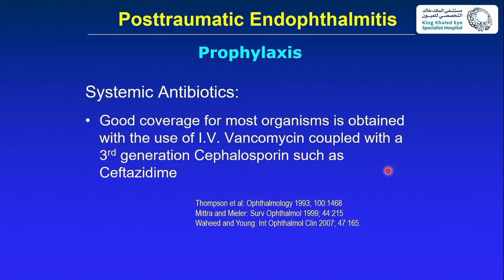Now we know that intravenous antibiotics are important. Which antibiotics? For years, because we are dealing with an eye that is potentially infected, we use a combination of intravenous vancomycin with ceftazidime. Both of these antibiotics have good penetration into the eye, especially in traumatized eyes.